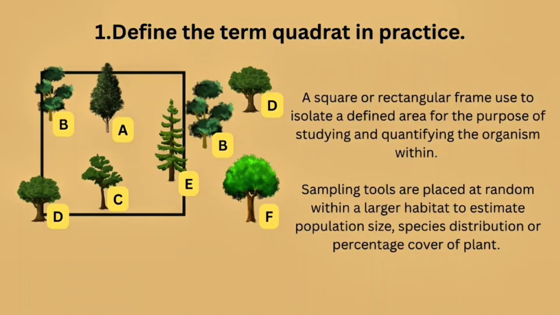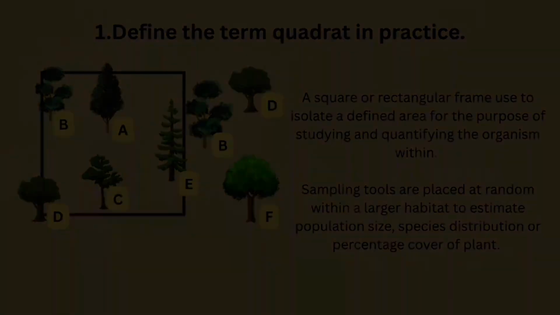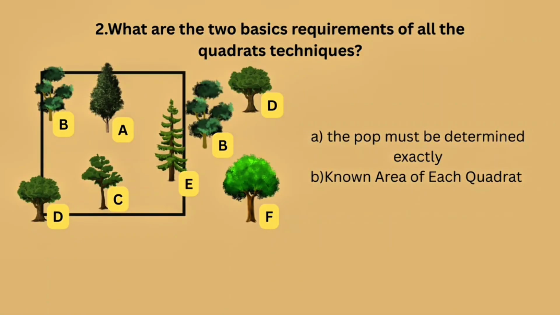Question 1. What is a quadrat? A quadrat is a sampling tool that is a regularly square or rectangular frame used to isolate and define an area for the purpose of studying and quantifying the organisms within the frame. What are the two basic requirements for all quadrat techniques? A, the position of the quadrat must be determined exactly, and B, the area of the quadrat must be known.